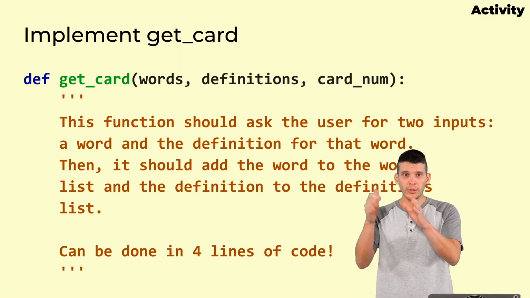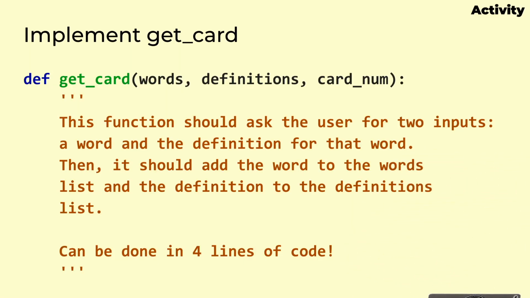So what I want you to think about is how would we implement this getCard function? Read the comment there to determine what it's supposed to do. But basically, we want this function to ask the user for the two inputs, a word and its corresponding definition, and then it should append those to the word and definition lists accordingly. We're going to want to put those in there so that later, when we're actually quizzing the user, we have the data that we can recall. So how do we do this? What do you think would be a good implementation?